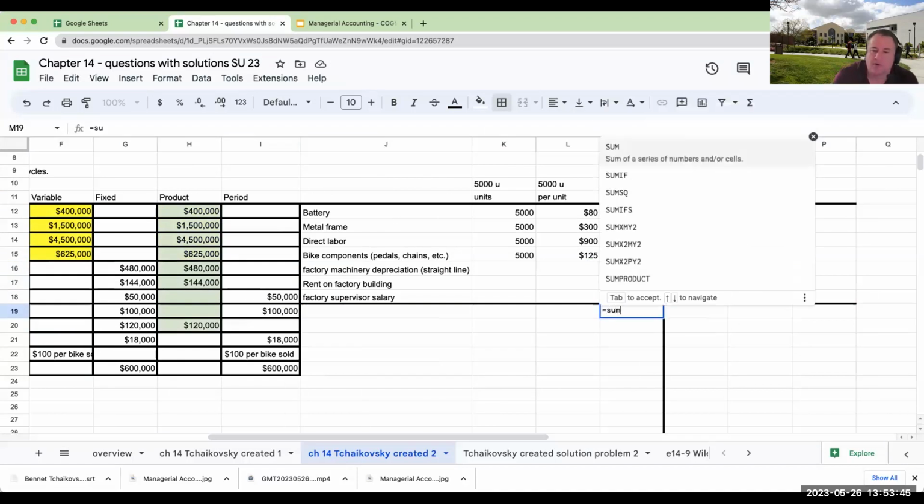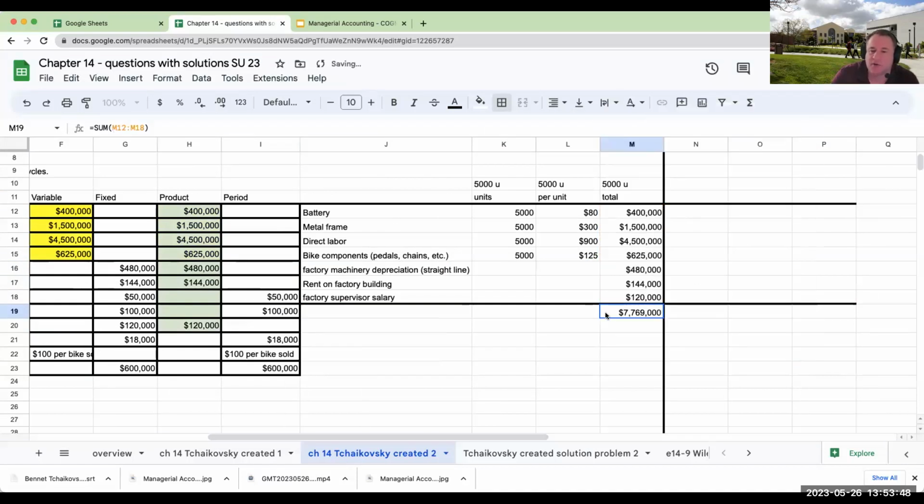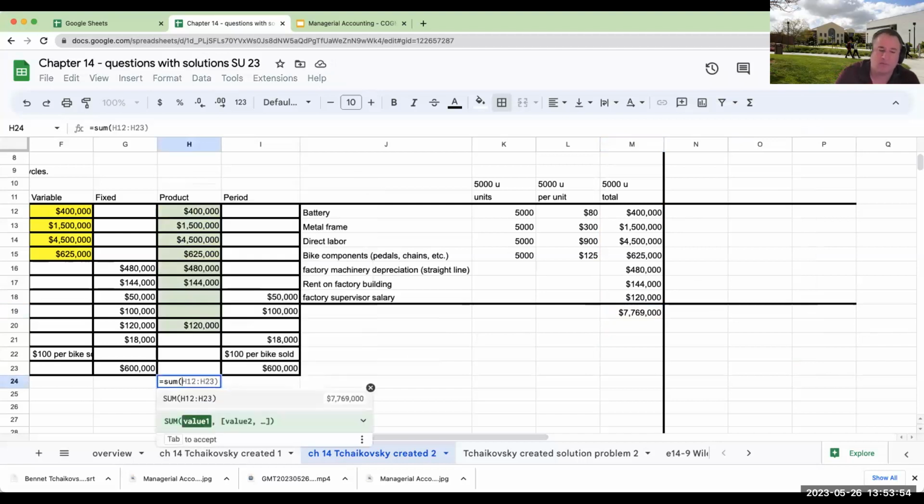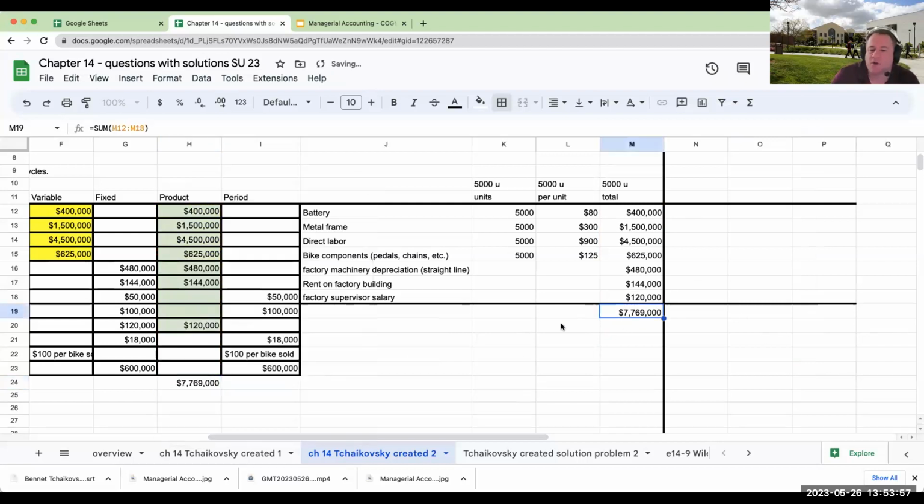So over here, my total production costs are going to be 7,769,000. Yep. Now it's asking me for the per unit. So what is it going to cost per unit? Well, over here, 7,769,000 at 5,000 units, so my per unit is going to be basically 1,553.80 per unit. Okay, so that's how I go through and do this first particular question.